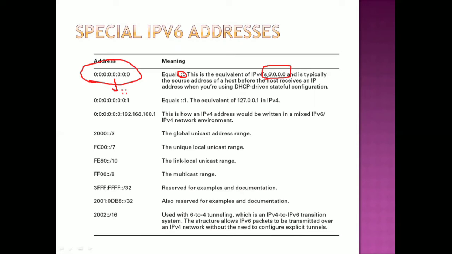And what is meant by 0.0.0.0 is basically the source address of a host before the host receives an IP address. So that is the any host address. So 0.0.0.0 means any PC. So simply 8 zeros in the IPv6 address, or simply a double colon, means the same. Now what is meant by this IPv6 address? This is equivalent to the loopback address of 127.0.0.1 in IPv4.